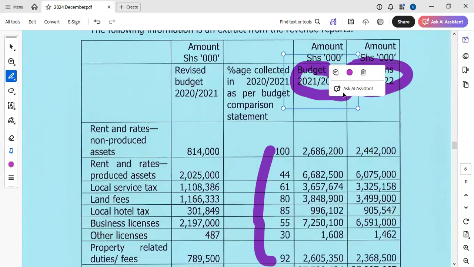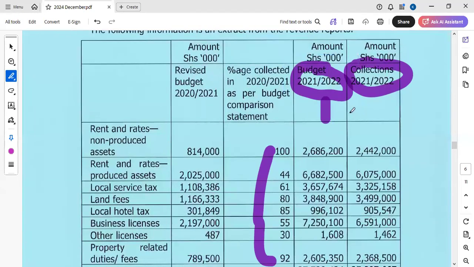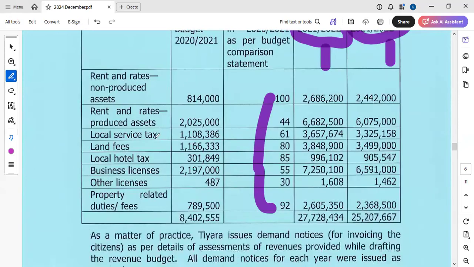If this is your current period, this budget is drafted from what you invoice, from what you bill. So this is, for example, what you bill during the year based on your budget, and this is what you collected.